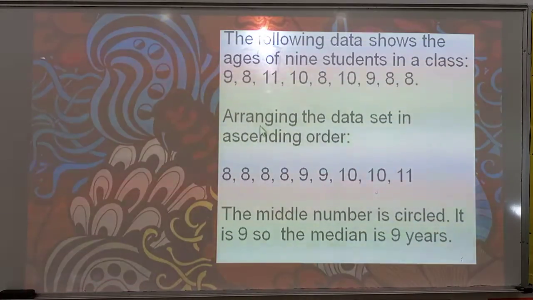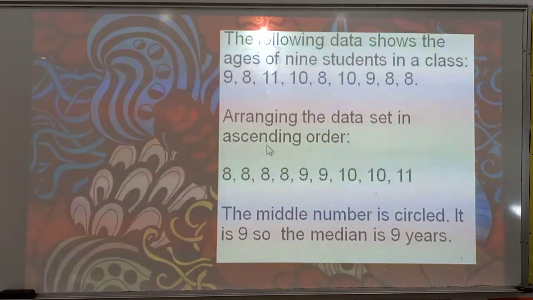First of all, we arrange the data set in ascending order. The smallest is 8, so we write down the first 8 here, the second 8 here, the third 8 here, and the fourth 8 here. Next, we write down 9, which is the next number in order of increasing value. How many 9s are there? There are 2 9s, so write down 9, 9. How many 10s are there? 2 10s, so write down 10, 10, and 11, which is the last number.